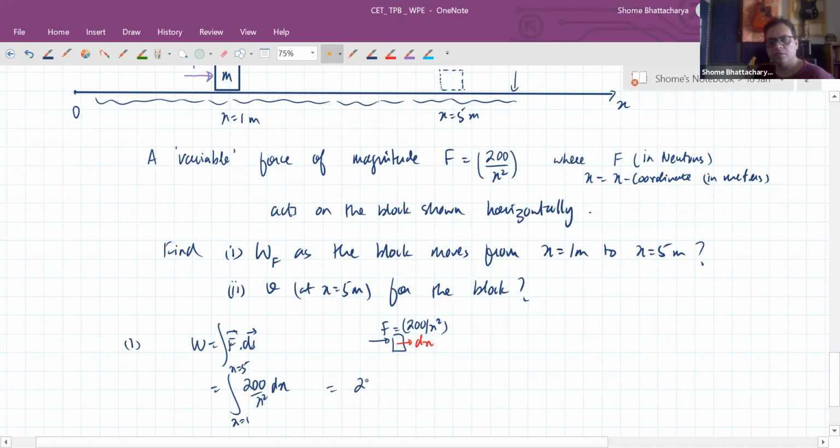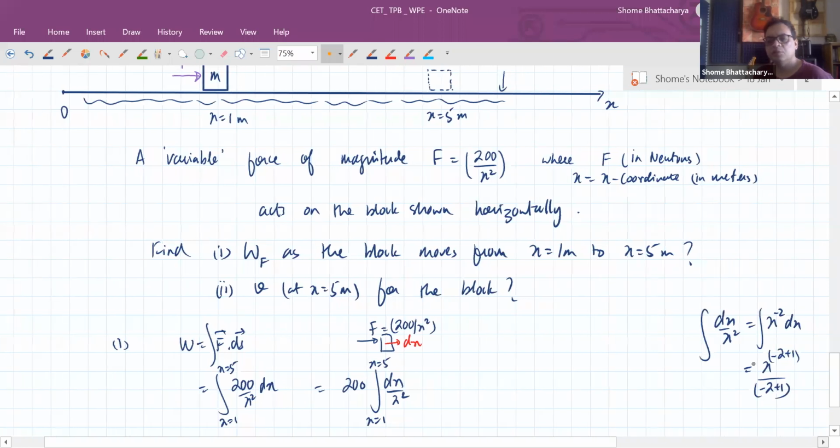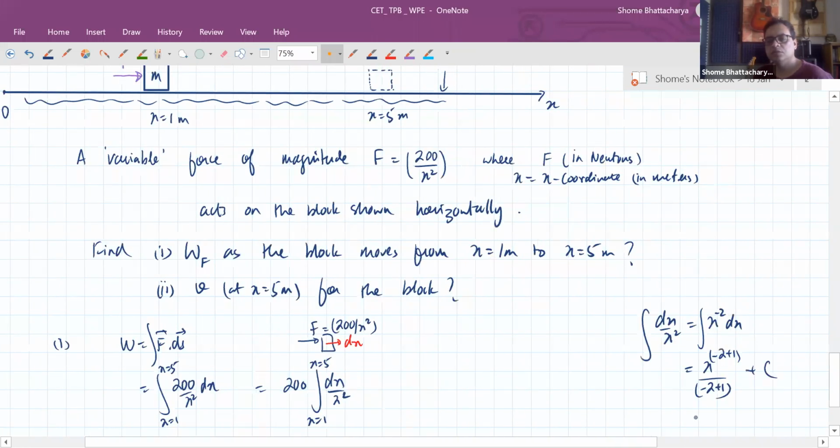So now you know that this integration, what is the integration of dx by x square? Just use the formula: the integration of x to the power n is x to the power n plus 1 upon n plus 1, plus c. So it's minus 1 by x. That's the indefinite integration. So this is what we will use over here.